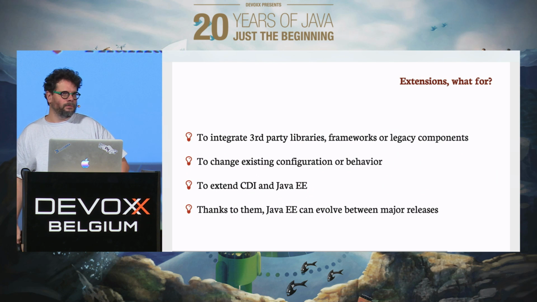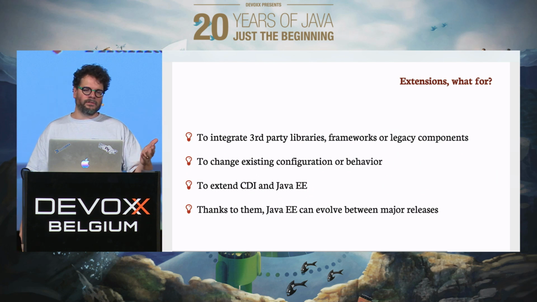The first would be to integrate a third-party library, framework, or legacy component. In our case, it's legacy component integration, where we don't own the code and don't want to touch the code. We can also use it to change configuration behavior in existing code. So you have something specific in the code that you want to activate once without changing the code.